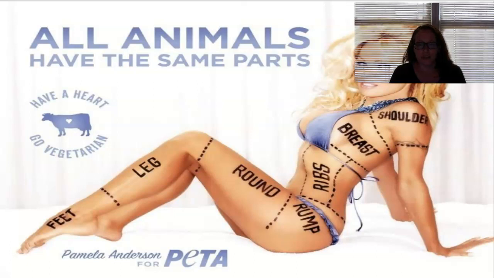1, all animals have the same parts. What? If you think about it, animals don't all have the same parts, actually. So that's not true. What they want you to notice is how they've marked her up, and to give you this visual to make you not notice that they just said something that wasn't true. So they have feet, leg, round, rump. All these are the parts they want you to notice as being the same, because these are the way you would purchase meat in the grocery store.